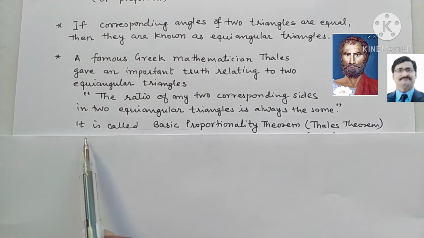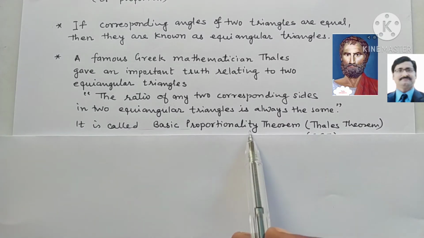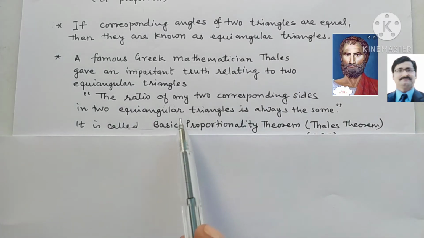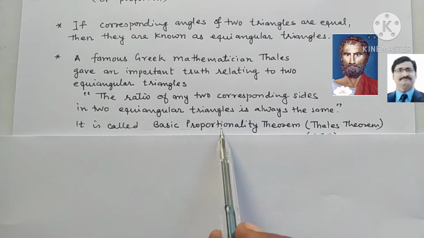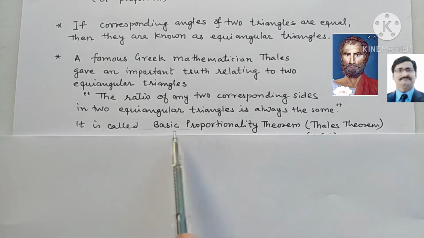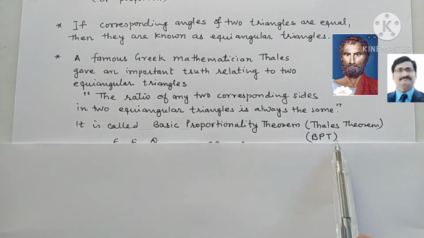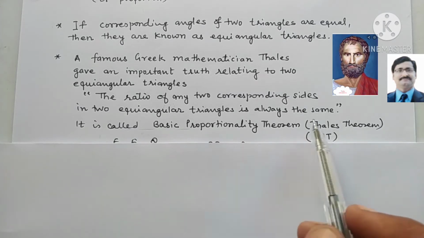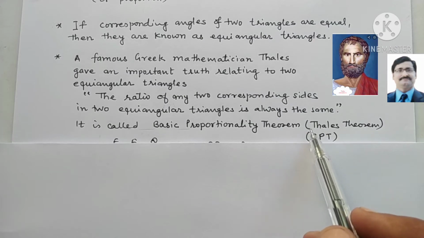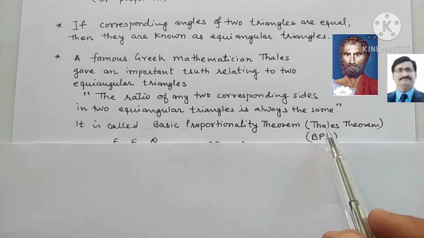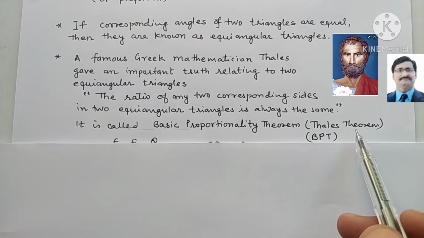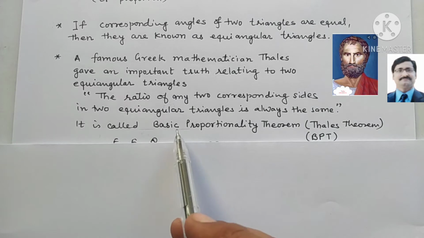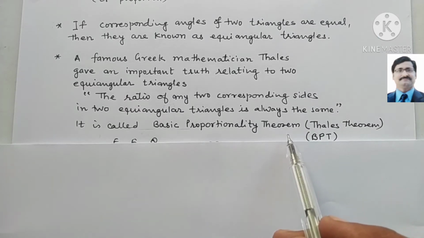Look here, this is called the basic proportionality theorem. This truth is also known as the basic proportionality theorem, and in short we can say BPT. By the name of the mathematician, we can also call it Thales theorem. All of you understand? So the famous name is the basic proportionality theorem.